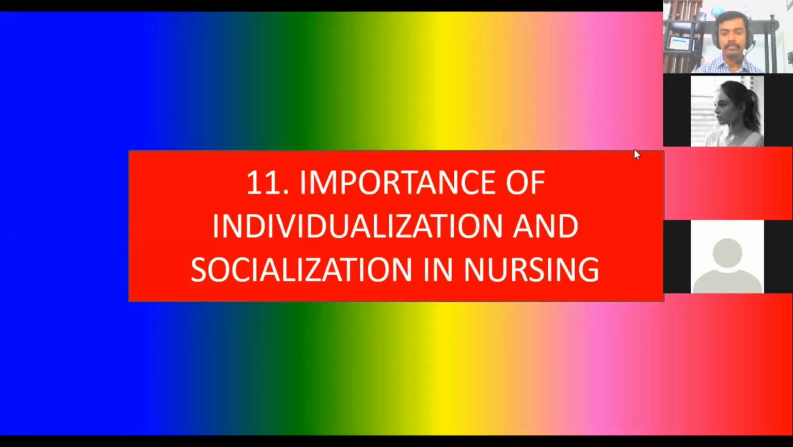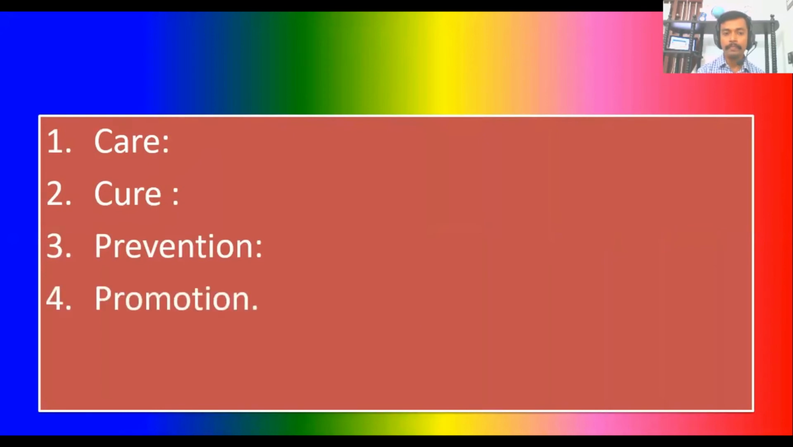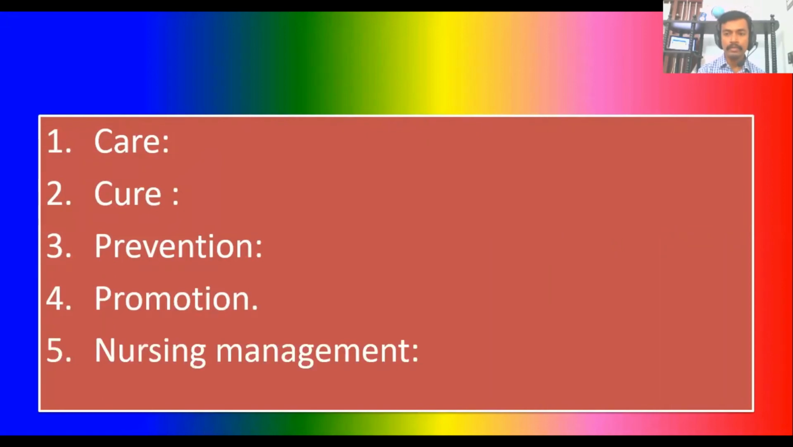So students, these two concepts are very important. A nurse can prescribe them as a medicine, can cure, details going on. First, care, client-oriented care, treatment, as we have discussed. Prevention, good individualization can prevent disease. Then promotion, promoting physical, mental, social well-being. Nursing management, ward management, hospital management, disease management.